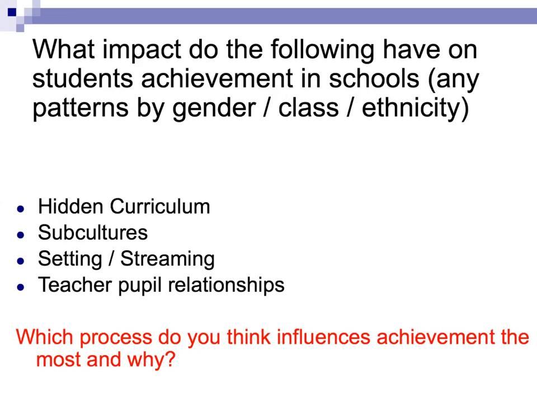So at this point, I'd just like to have a quick think about what impact the following have on students' achievement in schools. And you can talk about gender, class, and ethnicity. So you've got the hidden curriculum, subcultures, setting and streaming, and teacher-pupil relationships. One of the questions we're going to be talking about in class is, which process do you think influences achievement the most, and why? So of those four, which do you think influences achievement the most and why? And you need to back that up with evidence.